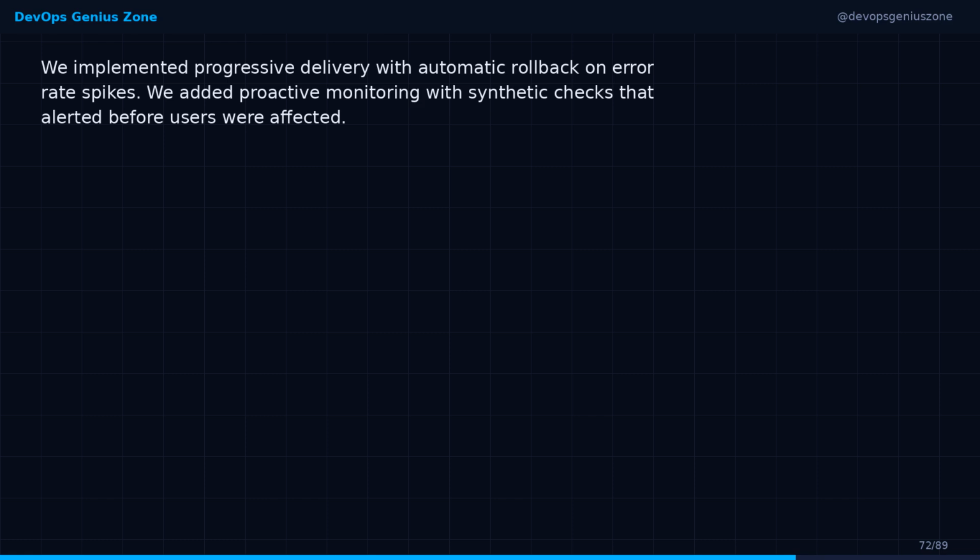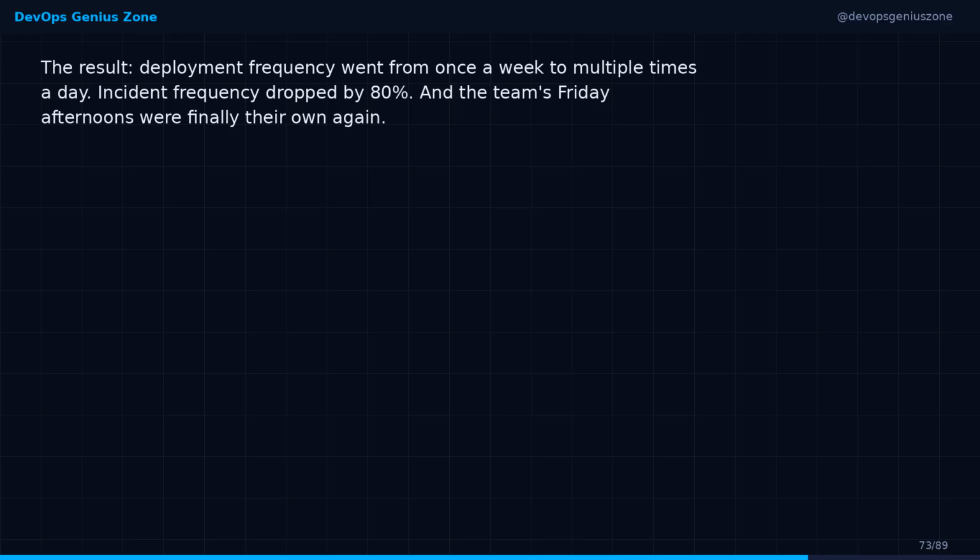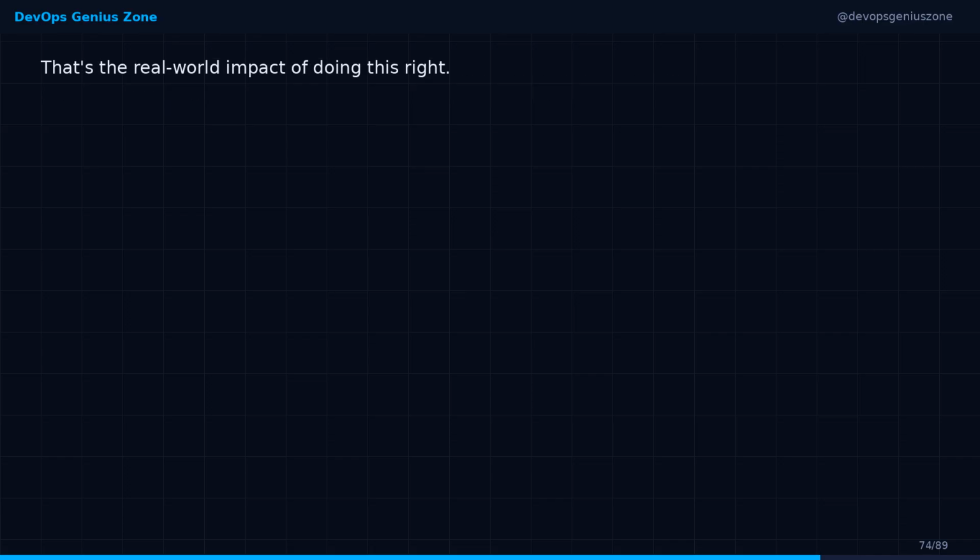Over 8 weeks, we implemented how to monitor Kubernetes with Prometheus and Grafana properly. We migrated to declarative configuration managed in Git. We set up automated validation in CI. We implemented progressive delivery with automatic rollback on error rate spikes. We added proactive monitoring with synthetic checks that alerted before users were affected.